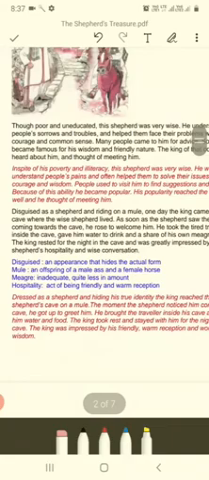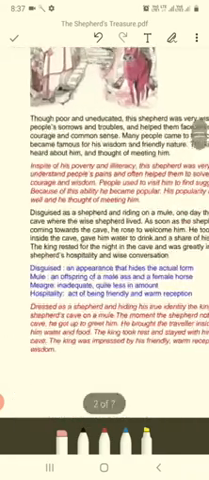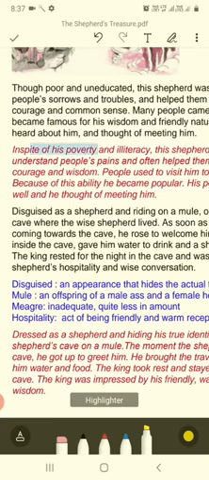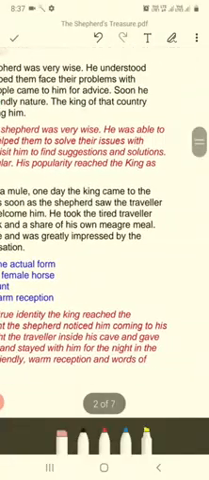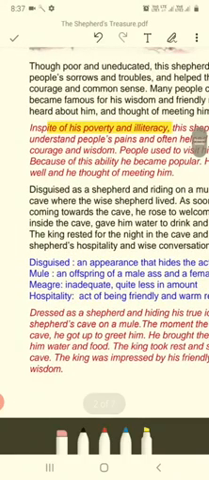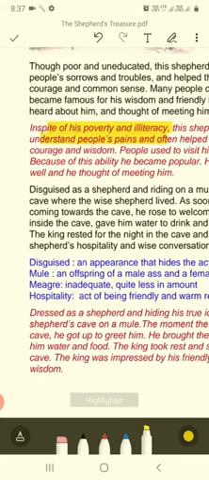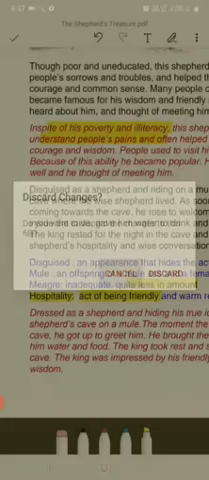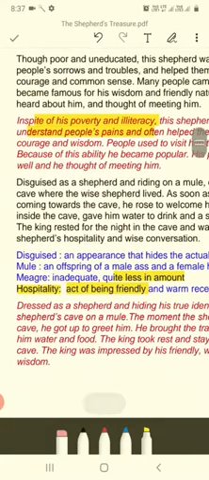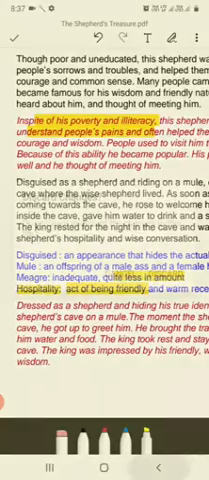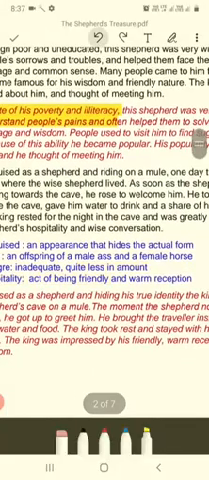See, as we move on, what do we have? In spite of the poverty and illiteracy, this shepherd was very wise. He was able to understand people's pain and often helped them solve their issues with courage and wisdom. This mixture of courage and wisdom will take you to heights of great success. Clear, he had both.